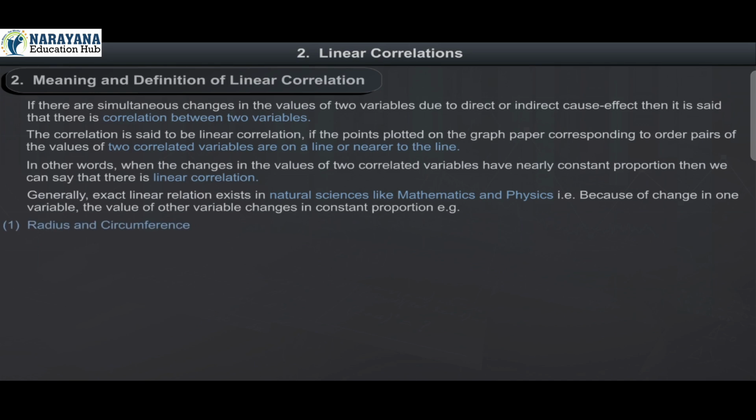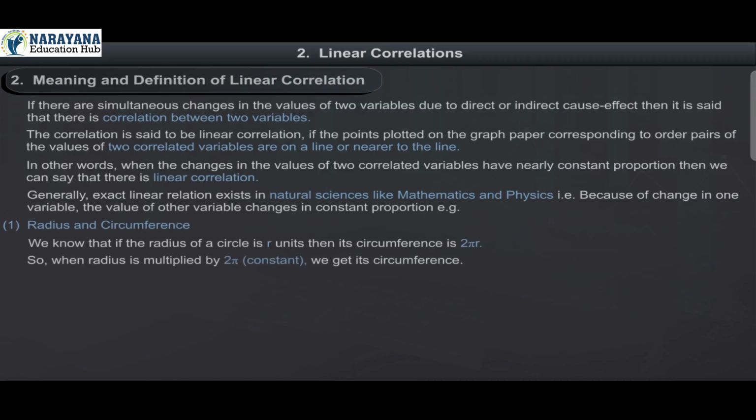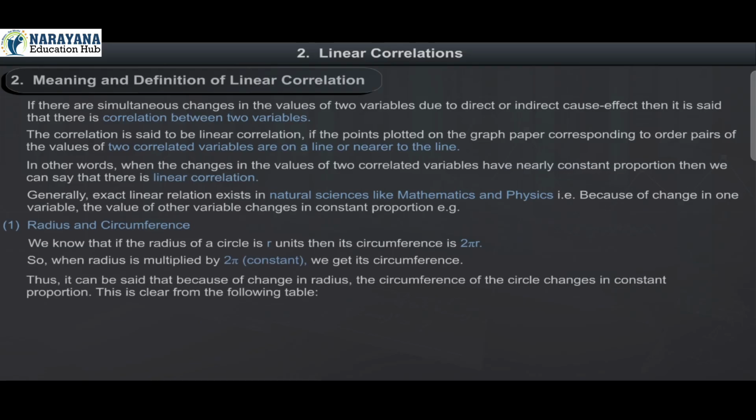Example 1. Radius and circumference. We know that if the radius of a circle is r units, then its circumference is 2πr. So, when radius is multiplied by 2π, that is constant, we get its circumference. Thus, it can be said that because of change in radius, the circumference of the circle changes in constant proportion. This is clear from the following table.